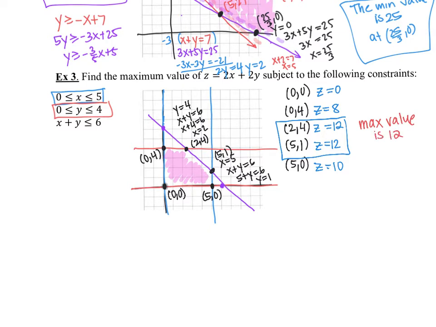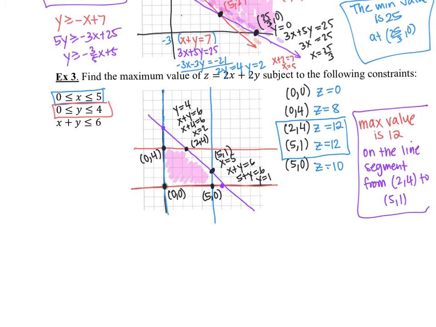Okay, but where that occurs, it actually occurs on the line segment from 2, 4 to 5, 1. I'm going to show you on the graph where this is. Okay, so what did I just say? On the line segment from 2, 4, this is 2, 4, this is 5, 1, every single point along this line segment will actually give you a maximum value of 12.